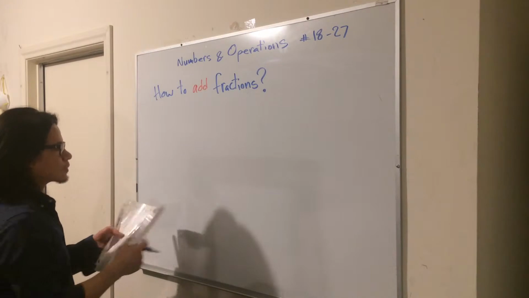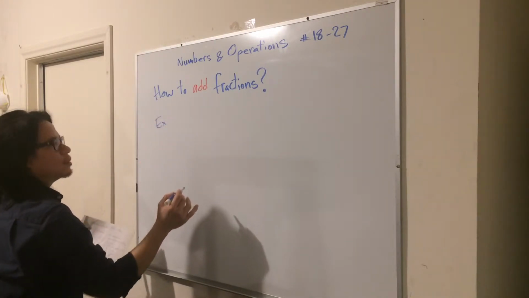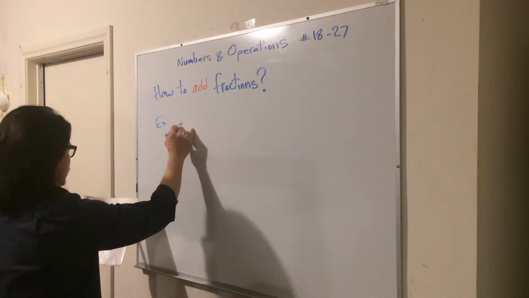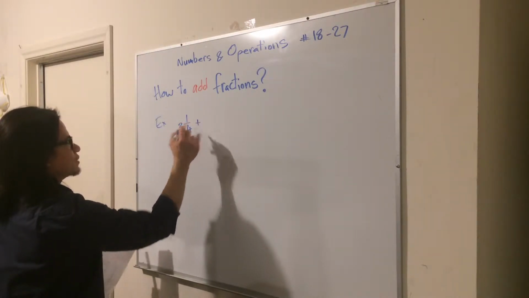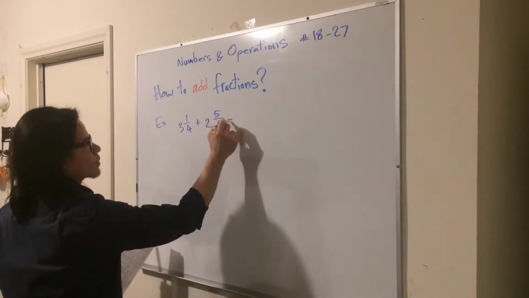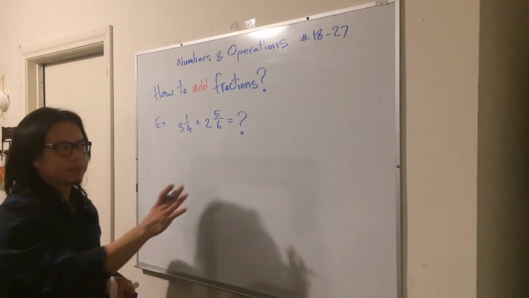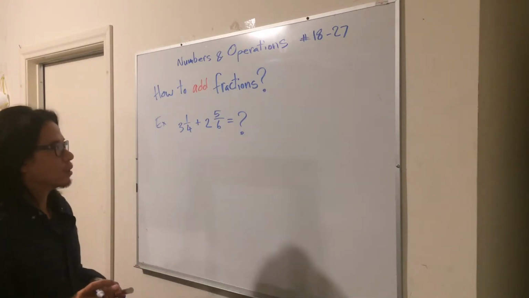Okay. So let's look at an example. Let's say you're given two mixed numbers, 3 1/4 plus 2 5/6. What would you get? Might be a good idea to pause the clip here and see if you can figure this out on your own.